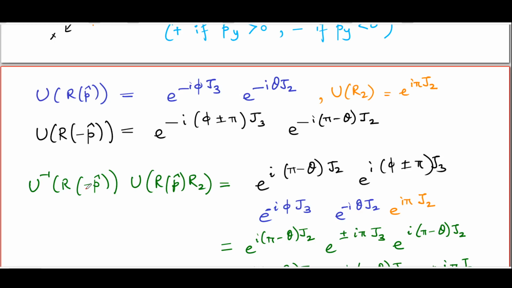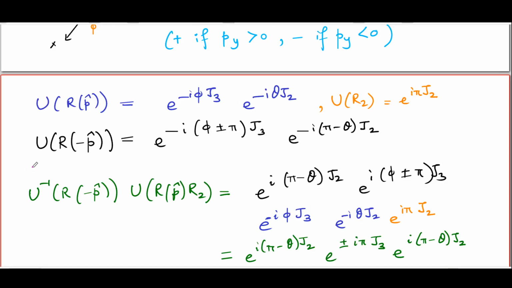That's pretty easy to figure out, because U inverse of R(-p hat) is simply e^(+i(π-θ)J2) times e^(+i(φ±π)J3). Then you have U(R(p hat)), which is e^(-iφJ3) e^(-iθJ2). And finally, you have U(R2), which is e^(iπJ2). So collecting the J3 terms together, that is cancelling out the e^(iφJ3), you simply get e^(i(π-θ)J2) times e^(±iπJ3) times e^(i(π-θ)J2).